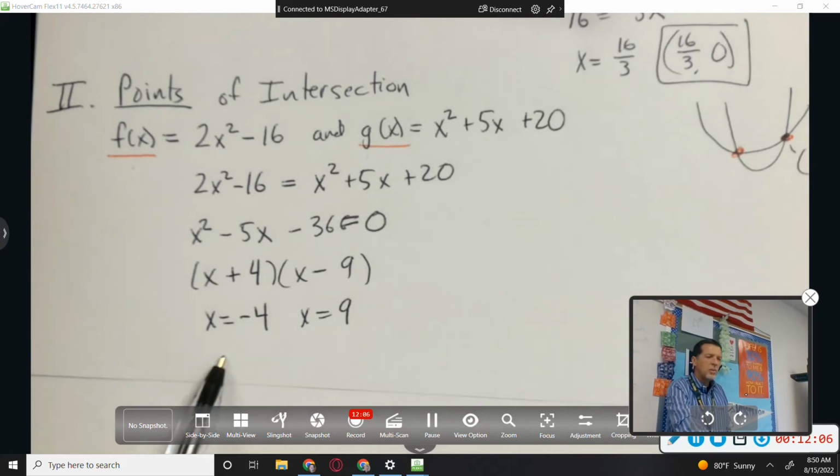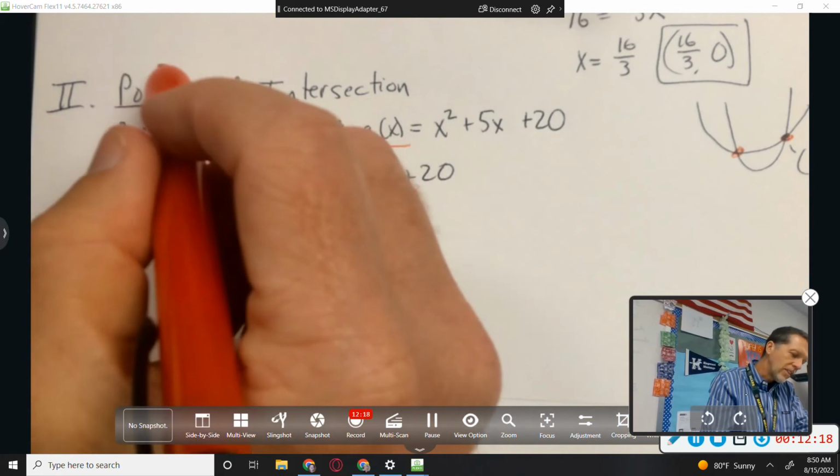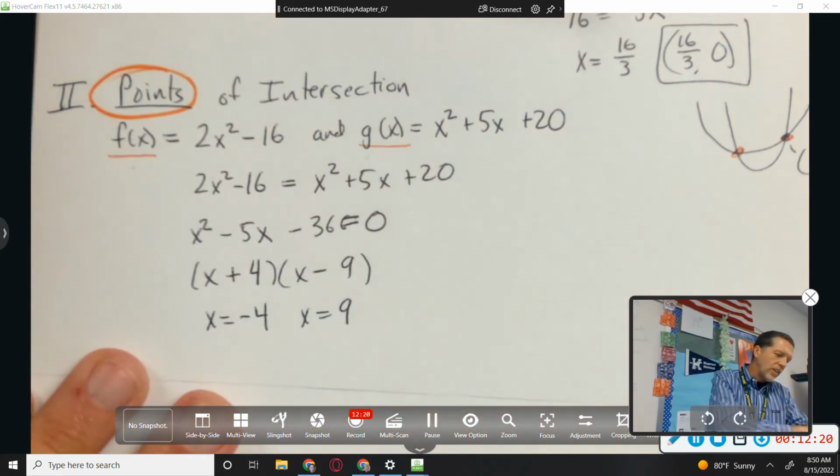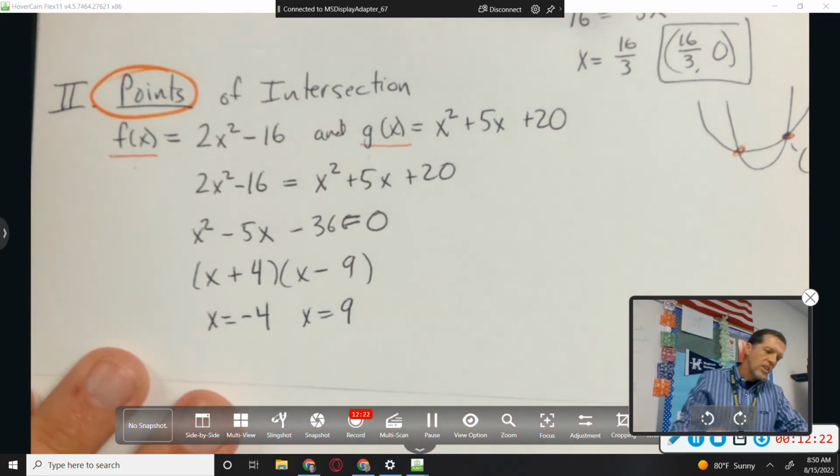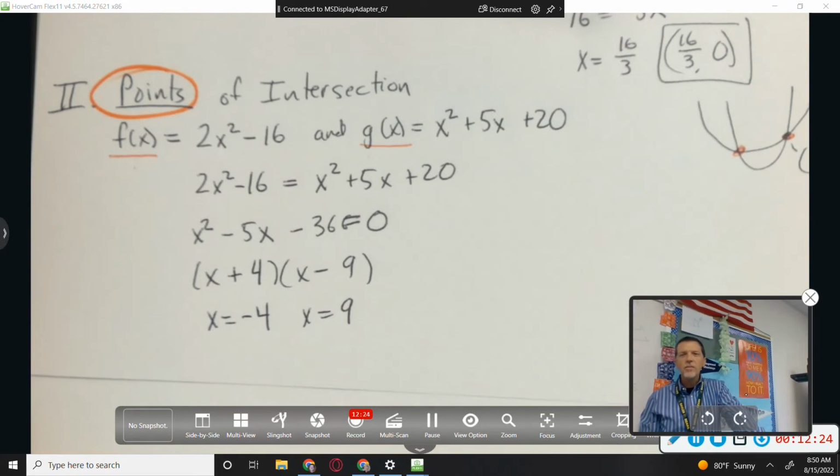Am I done with this problem? Box these up and walk away? No, because I'm asking, so the answer is probably no. What am I missing? What else do I need to do? I need the y values because it asks for a point of intersection, not an x value of intersection. So how do I find the y values?